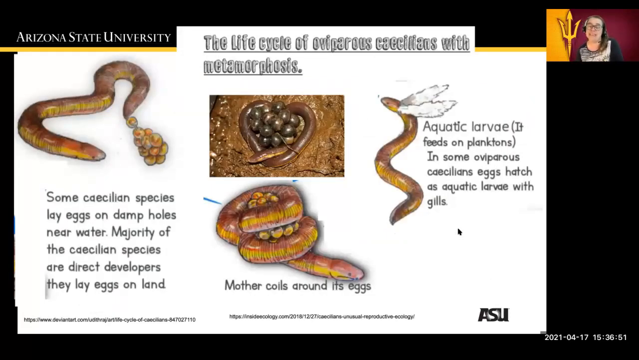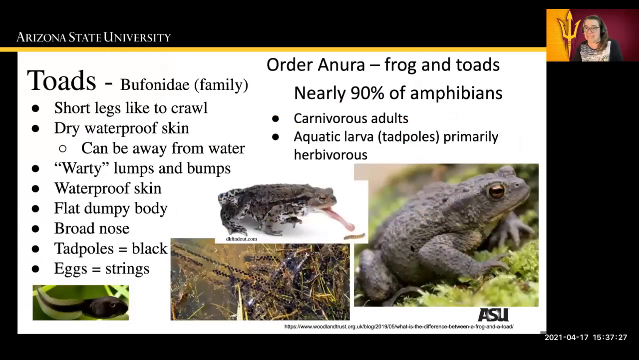The other way that the caecilians can reproduce is through oviparous reproduction and metamorphosis. These caecilians lay eggs, and they have to be either in holes or near water, and some of them coil around the eggs and just keep the eggs with them all the time. They lay the eggs on land, and then the aquatic larvae have to feed on plankton or the mother's skin. And they hatch and they have gills and can swim in the water and eat. And then they lose their gills shortly after birth as they begin to metamorphose, if you will. The next order we'll talk about are Anura, and these are frogs and toads.